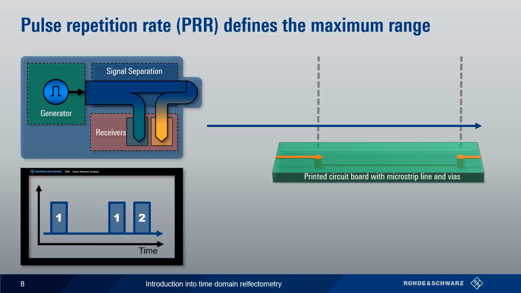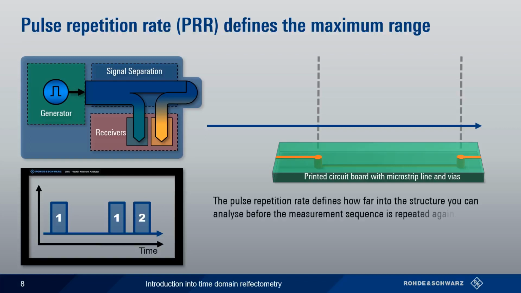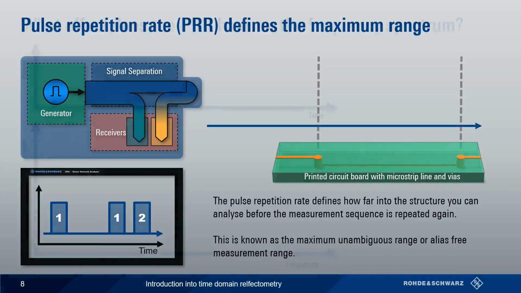So when this gets processed on the analyzer, what we now see is something that doesn't really represent the real picture of what's going on. We actually see some aliasing here. So we see two pulses from the first via and then the second pulse from the second via. So the pulse repetition rate defines how far into the structure that we can analyze before we start to see this repeated sequence again, which is known as the unambiguous range or the alias-free measurement range.